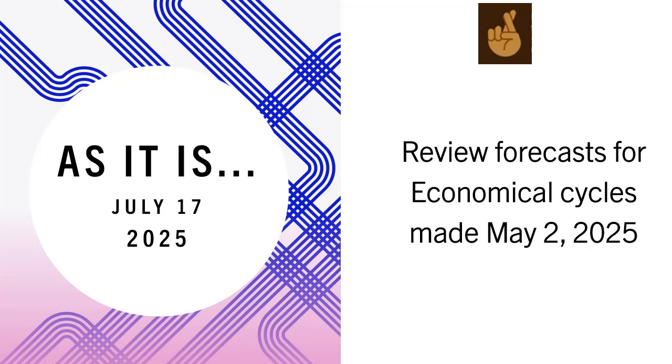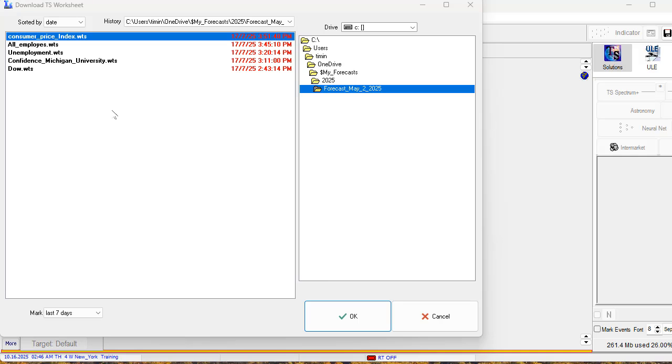July 17, 2025. Today I would like to review my forecast for economic data sets. I made this forecast in May 2025, 2.5 months ago. You see, firstly, just a sec.